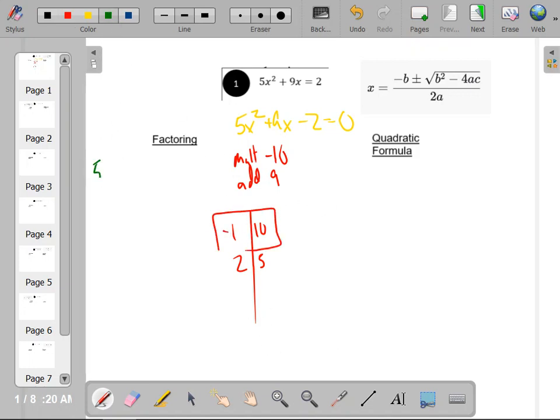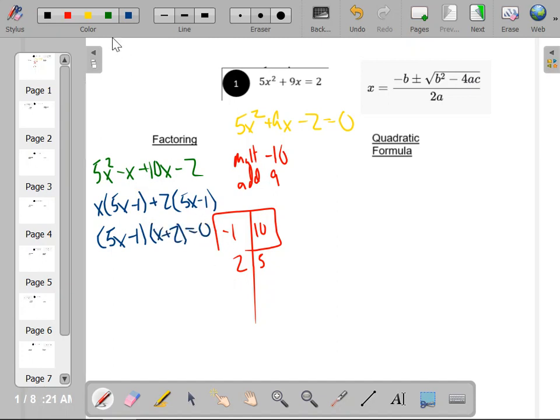I'm going to split the middle: 5x squared minus 1x plus 10x minus 2. The GCF between those first two is x, giving x times 5x minus 1. The GCF between those last two is 2, giving 2 times 5x minus 1. Since those are the same, that's usually a good sign, 5x minus 1, and the other factor will be x plus 2. I want to know when these equal 0. The easy one: x plus 2 equals 0 when x equals negative 2, so that's one of my answers. If you're not sure how to do the other, when 5x minus 1 equals 0, you would add 1 and then divide by 5, which is 1/5. We'll put 0.2. So negative 2 and positive 0.2 are my two answers.